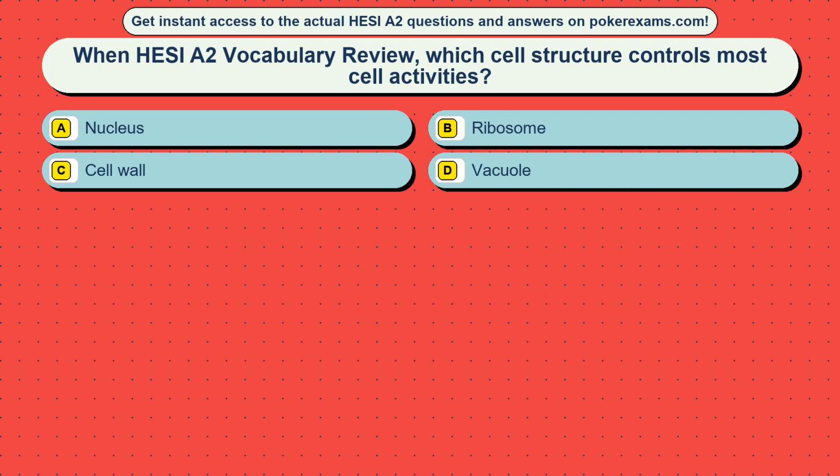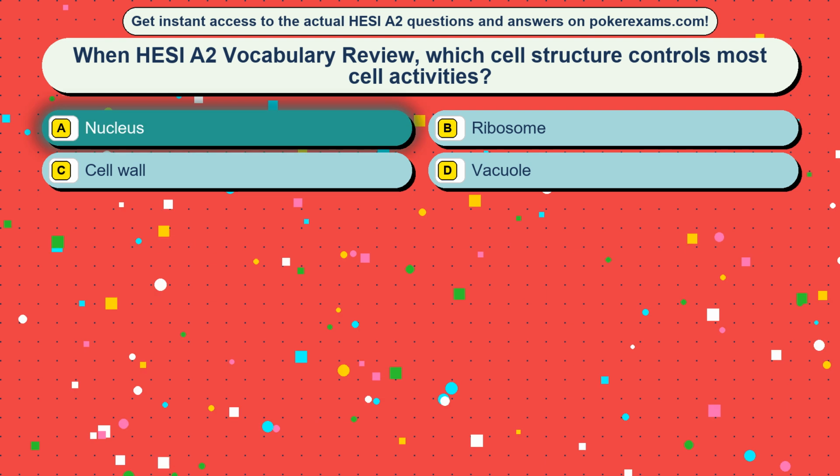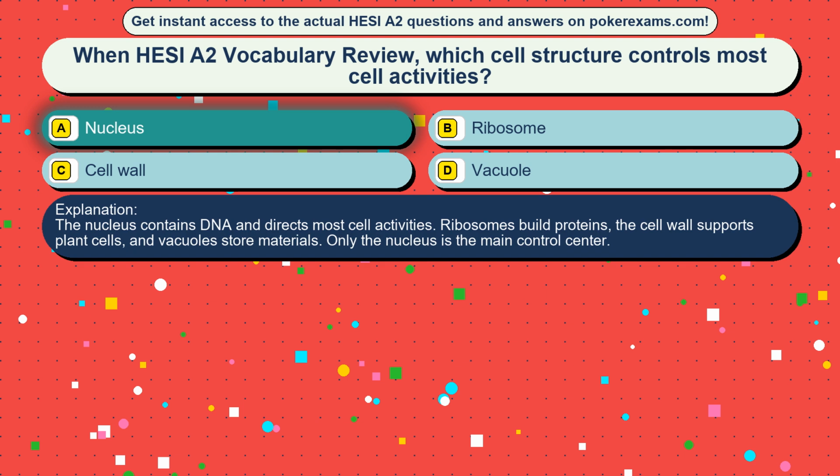Question 29. When HESI A2 Vocabulary Review, which cell structure controls most cell activities? Option A, nucleus. Option B, ribosome. Option C, cell wall. Option D, vacuole. The correct answer is option A, nucleus. The nucleus contains DNA and directs most cell activities. Ribosomes build proteins, the cell wall supports plant cells, and vacuoles store materials. Only the nucleus is the main control center.